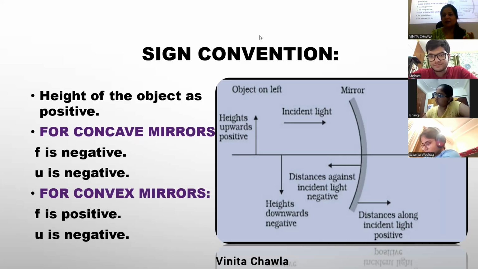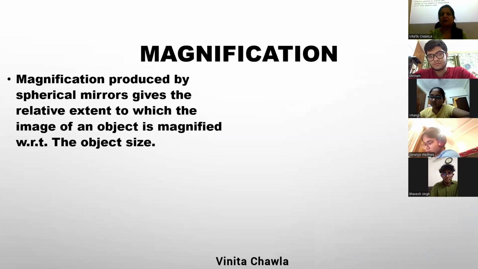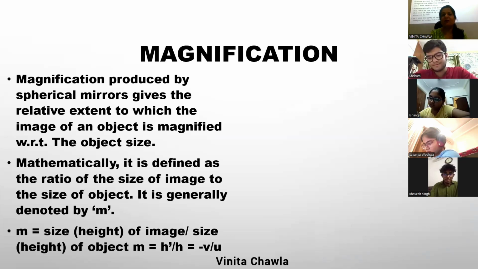Okay, ये हमने साइन कन्वेंशन की हुई है और ठीक है. तो मैग्निफिकेशन क्या होता है? It gives a relative extent to which the image of an object is magnified with respect to the object size. And mathematically, we write the magnification as ratio of the size of the image to the size of object. It is denoted by the letter small m.